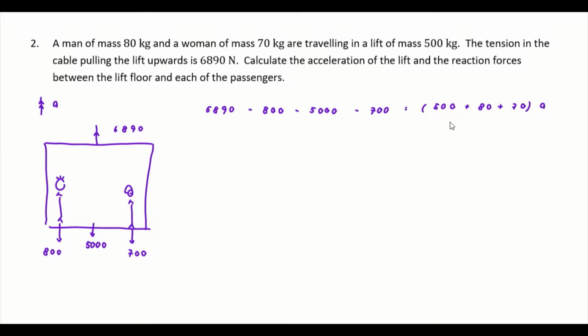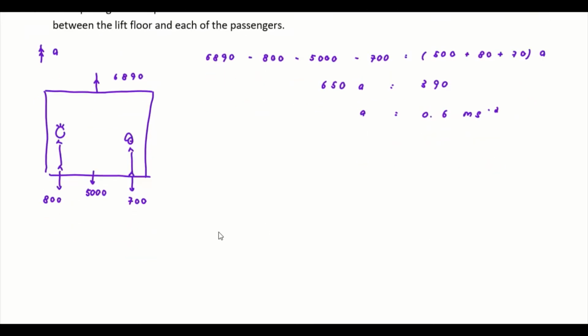Okay, then basically we got everything here. So from here we can get 650a equal to 390, which will give us acceleration equal to 0.6 meters per second squared. After we found this, now we can solve for the reaction force. If you need it, you can always try to draw it again.